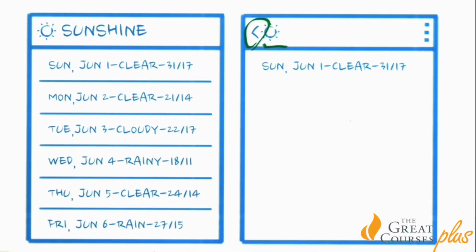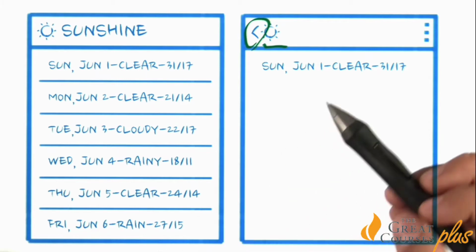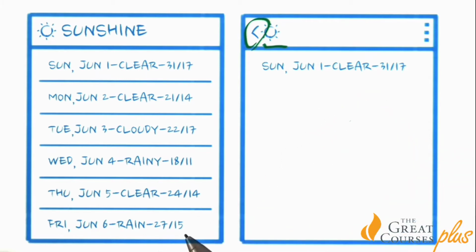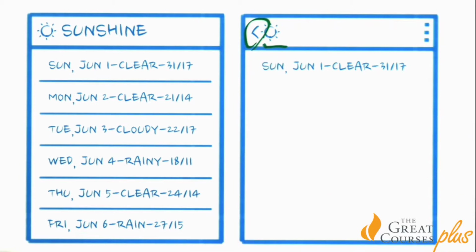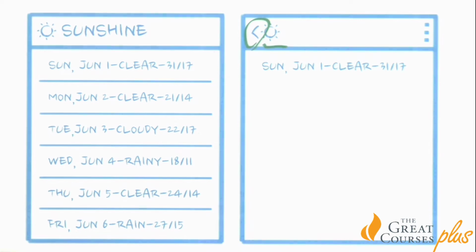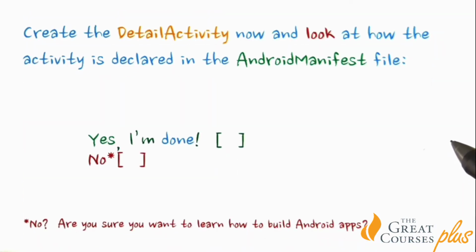While the back button can achieve the same effect, it can also bring you back home or to another app depending on your history of screens. Up will always navigate you within the same app to the parent, regardless of how you arrived at this screen. Create the detail activity now, and look at how the activity is declared in the Android manifest file.